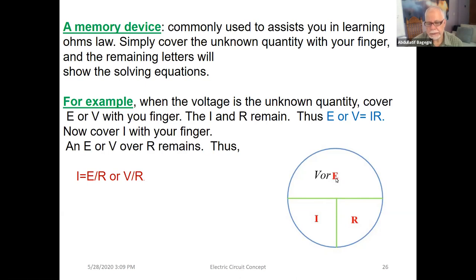So if we want to find E, we cover E with our finger or hand, and then E equals I times R. Now, if you want to find I, do the same thing. I cover I, and then I will be equal to V over R. This line represents a division. Same thing, if I need to find R, I cover R. So R is the unknown quantity that I want to find, as well as I or E. Again, if I cover the resistance R, then the answer will be R equals V over I.